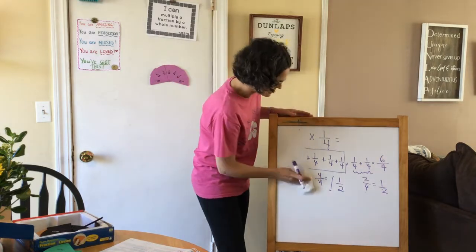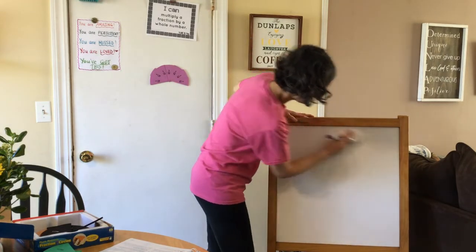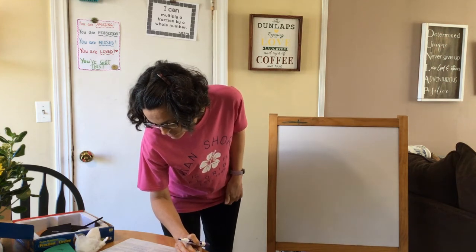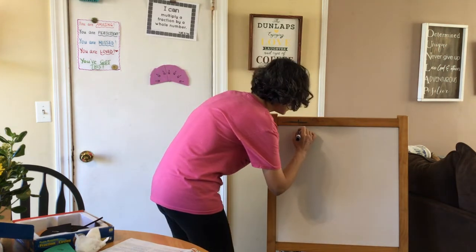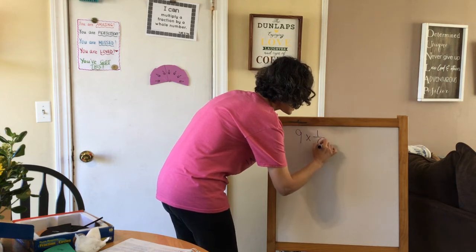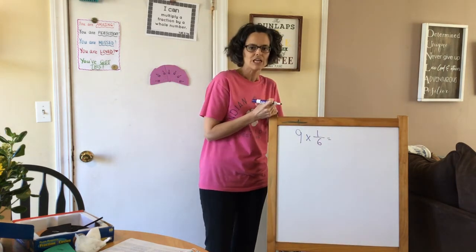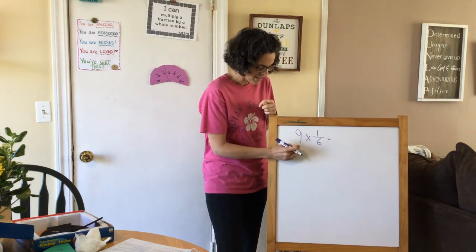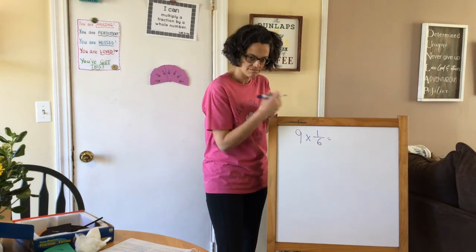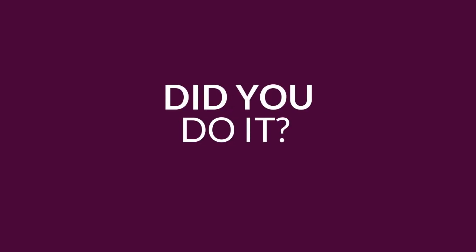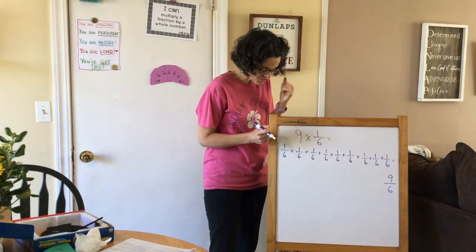You ready? Give me some room here. Let's see here. Let's do 9 times 1/6. All right, you are going to stop me. You're going to pause me. You're going to see if you can figure out 9 groups of 1/6. Ready? Go. All right, take a look at yours and compare it with mine.